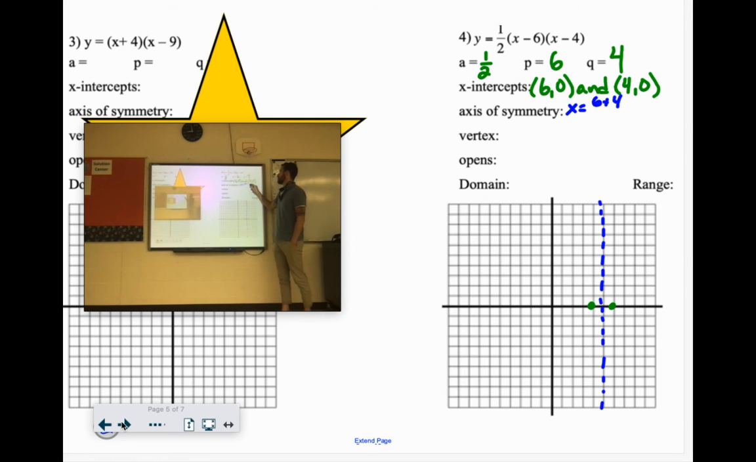6 plus 4 divided by 2. 6 plus 4 is 10. Divided by 2 is 5. So to find the vertex, you just substitute that 5 back in. y equals 1/2 times (5 minus 6) times (5 minus 4). 5 minus 6 is negative 1. 5 minus 4 is 1. Half of negative 1 is negative 1/2, times 1 is negative 1/2. So our vertex would be (5, -0.5).